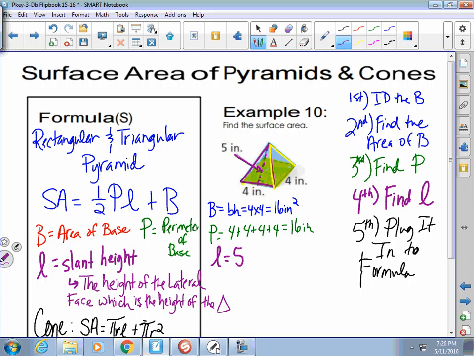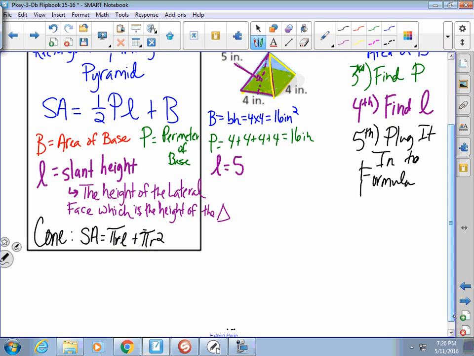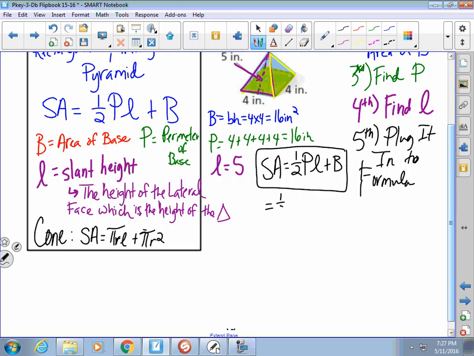Okay? So all we have to do now is plug it into our formula for surface area. Surface area is 1/2 PL plus B. This is our formula. 1/2 the perimeter times the slant height plus B. So I'm just plugging in the parts. We got 1/2. The perimeter we know is 16. The slant height we know is 5. And our base we know is 16.